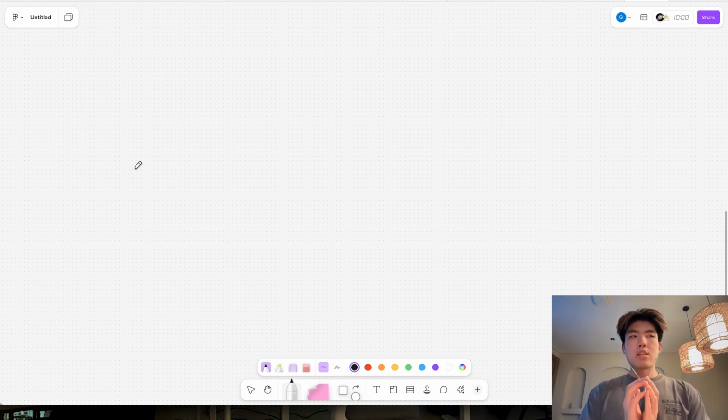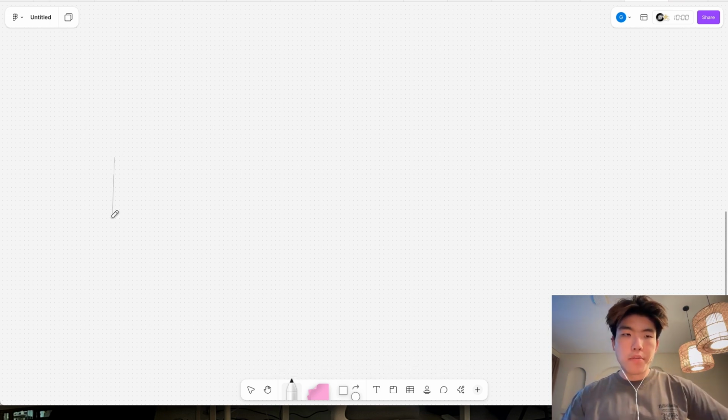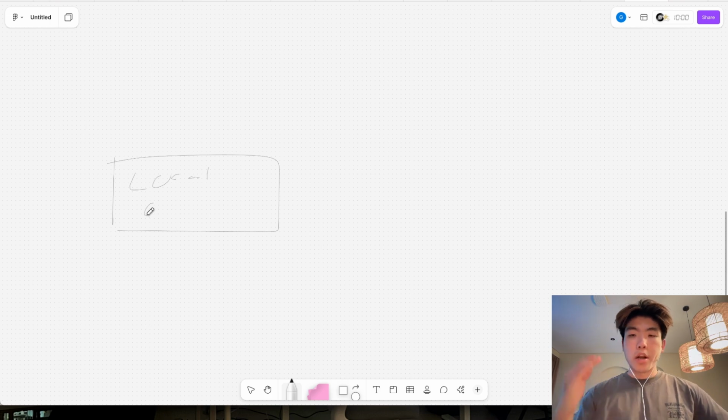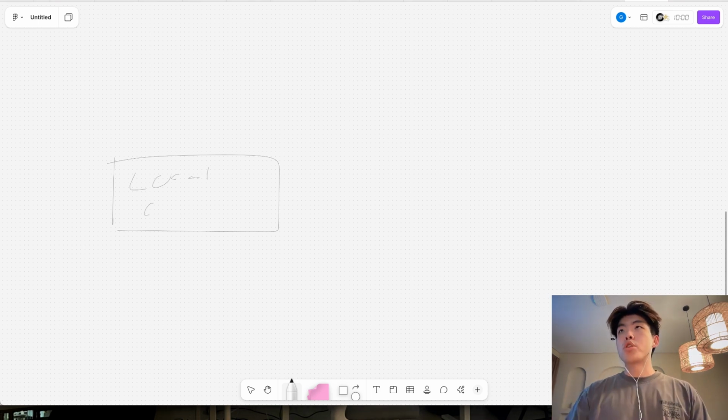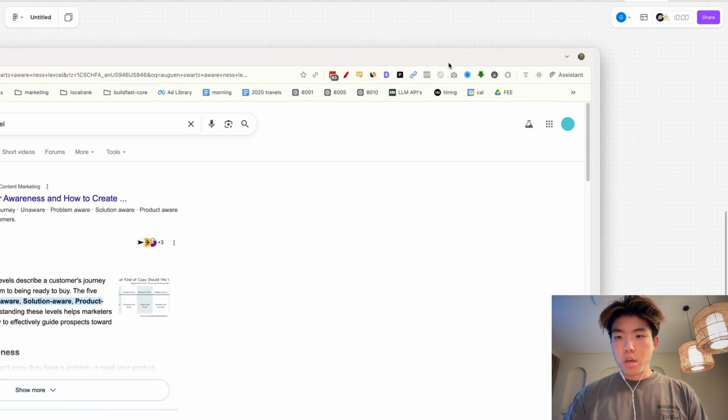So at the highest level, let's say they're very familiar with local SEO. So these are local SEO agency owners, and they are aware of their problem, and they are aware of all the solutions. One good chart for this is Eugene Schwartz's awareness levels. This is very important to understand while we are doing our email copywriting.